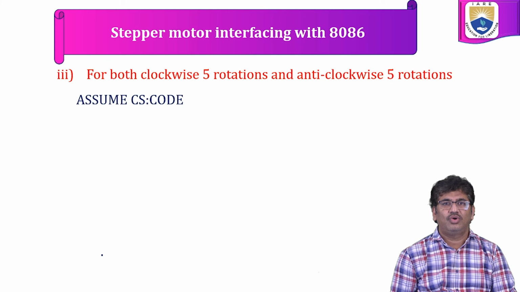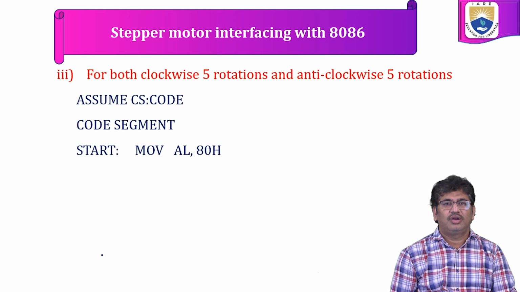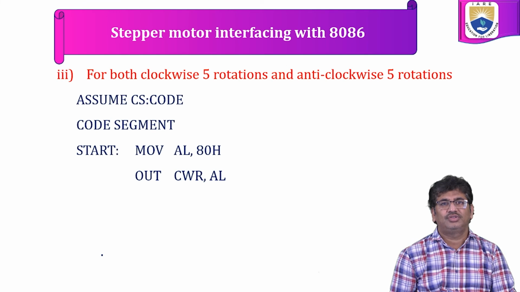Assume CS code segment, MOV AL, 80H, the control word register value. Move that to the control word register using the OUT instruction, OUT control word register, AL. The first sequence we have to give as 88H and the count is 64H. So we will move the count into CX register by using MOV CX, 64H.